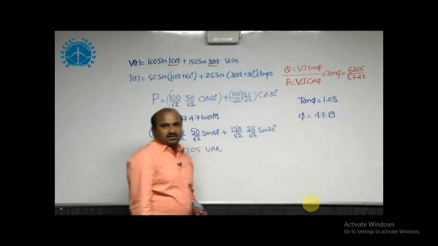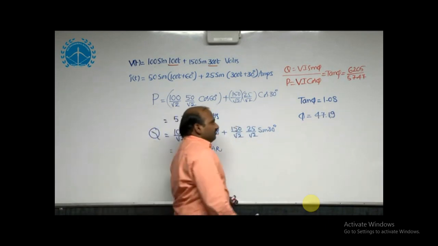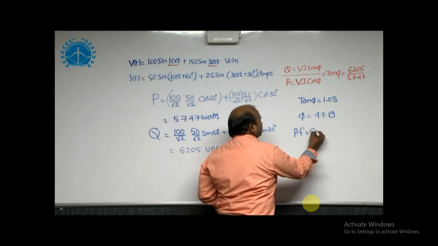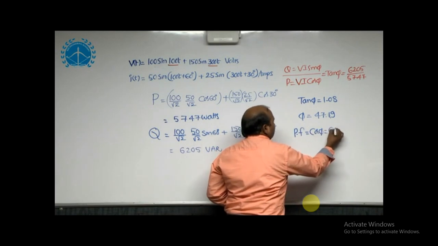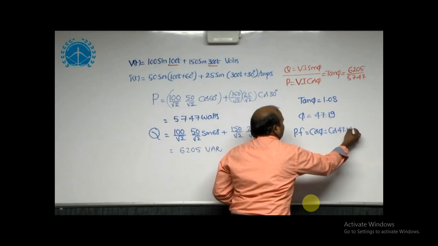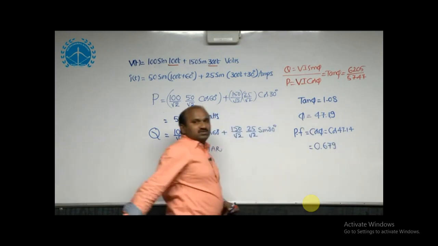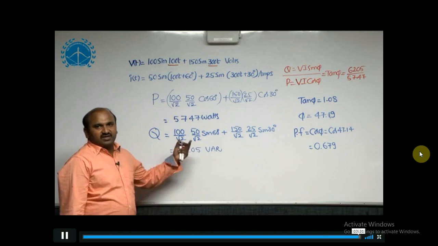Once you get the total power factor angle, then power factor of the circuit cos phi is equal to cos 47.19, which is equal to 0.679. This is the total power factor of the circuit.